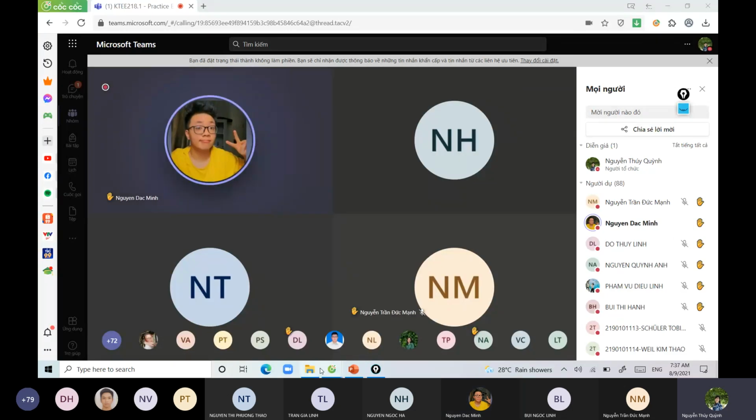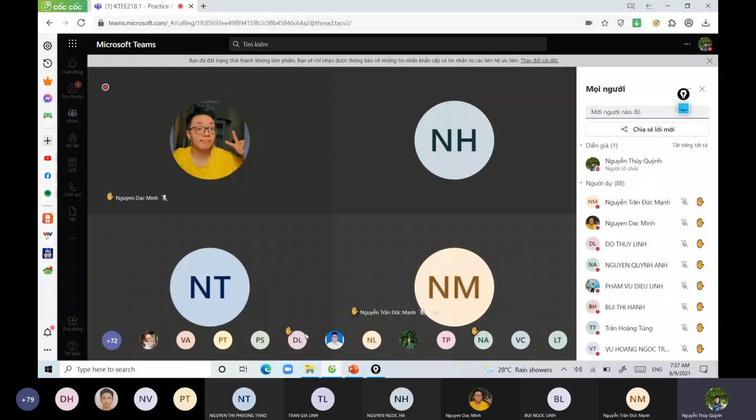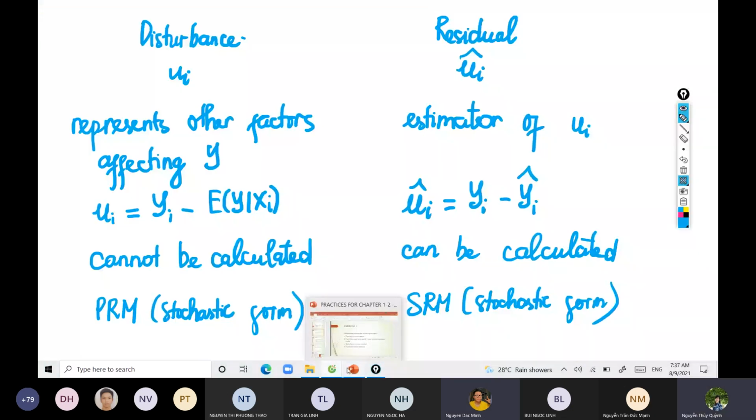And what about the difference between parameters and statistics, population parameters and sample statistics? What are the differences between them? Okay, the difference between parameter and statistic is that a parameter is used to describe a whole population, while a statistic only describes a sample.